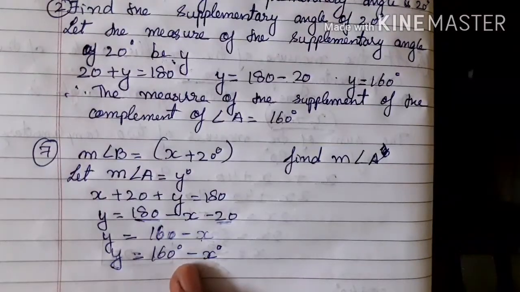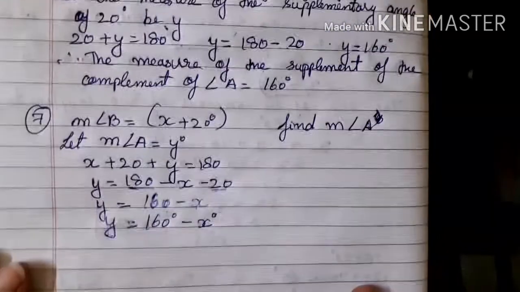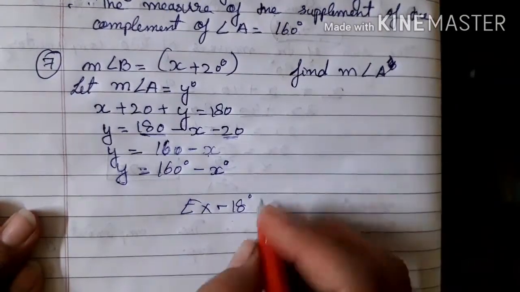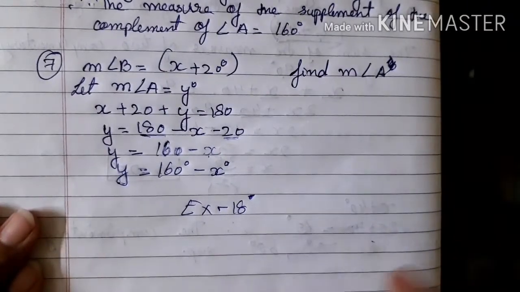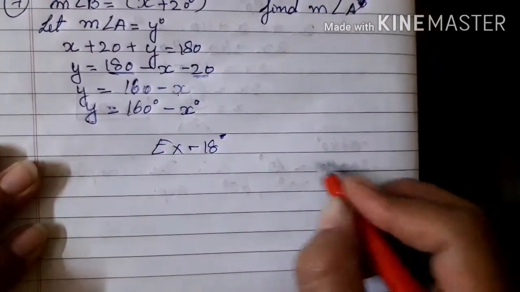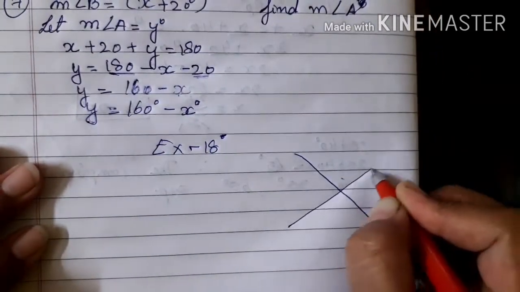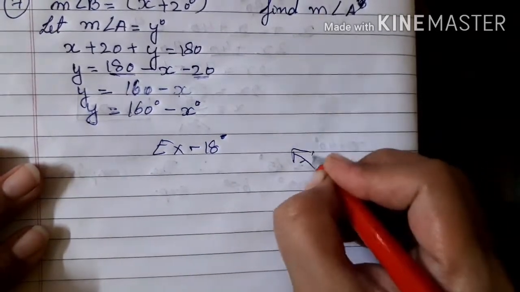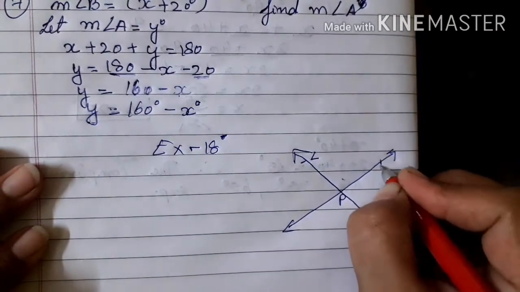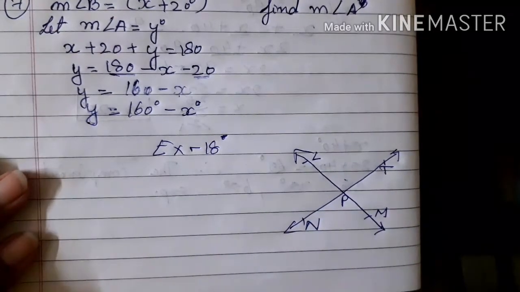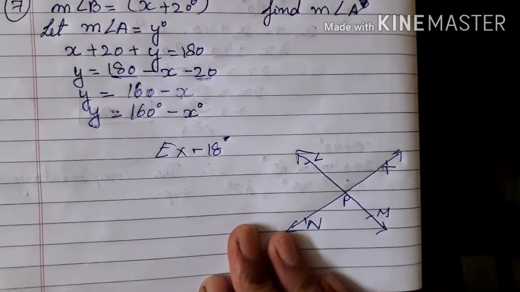Okay, so moving towards the next section, that is exercise number 18. Exercise number 18 we are starting. Name the pairs of opposite rays in the given figure. This figure has been given to us. This is a rough figure, children. Okay, so this is L, P, T, M and N. We have to find the opposite rays.